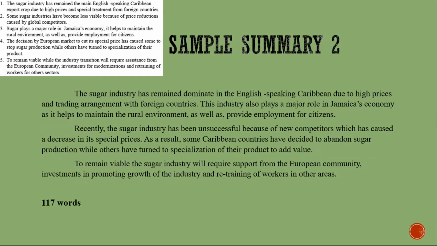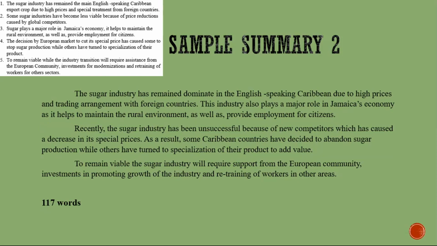This is a sample of a second summary. It is 117 words. Remember, I did point out to you, if your summary is like 96 words, less than 100 words, 101 words, it means that you have left out some major idea and you need to reread your summary and possibly rewrite it.